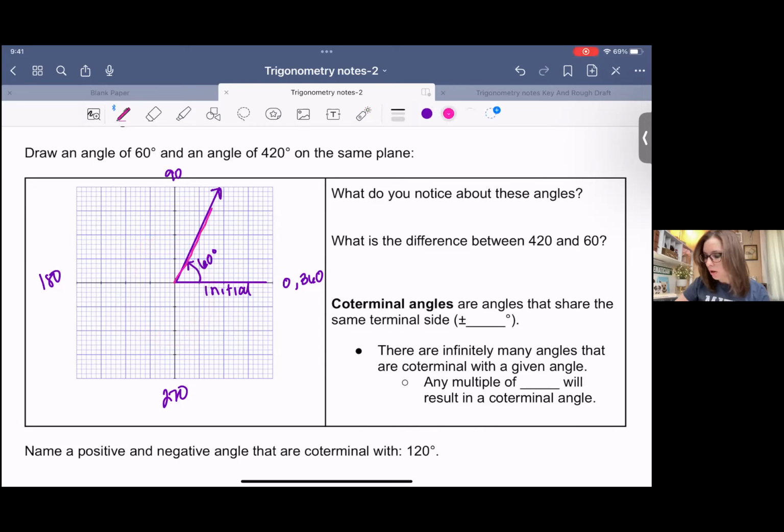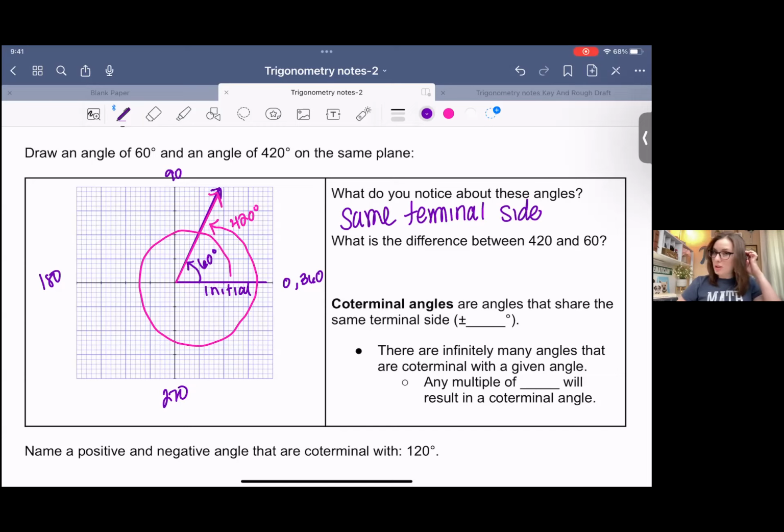So I'm going to do this in pink over it and show, I'm going to go out here so you can see it. 420 degrees. Looks kind of funny, but just for notes purposes, just to show you. So these have the same terminal side. And if we subtracted those two angles, 420 minus 60, we get 360 degrees.